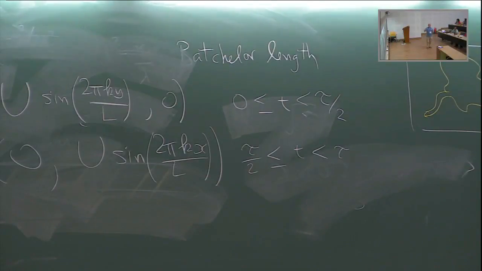So this is one period of my flow. Flow horizontally for half a period, then flow vertically for the other half of the period. The reason why this is such a good flow is that we can integrate the trajectories analytically at each step.